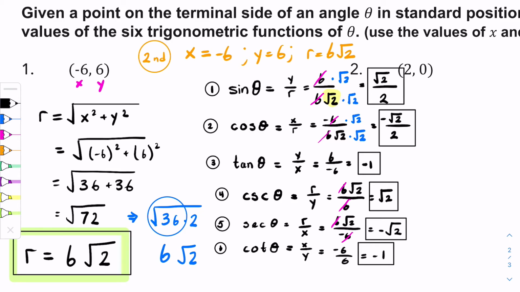So be careful, make sure you rationalize when you need to, make sure you simplify when you need to. But other than that, you just use the formulas I gave you on the first page, you plug them in, you simplify.